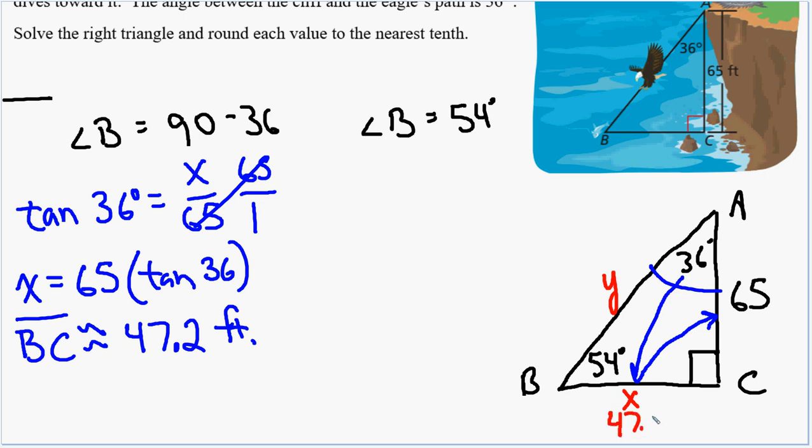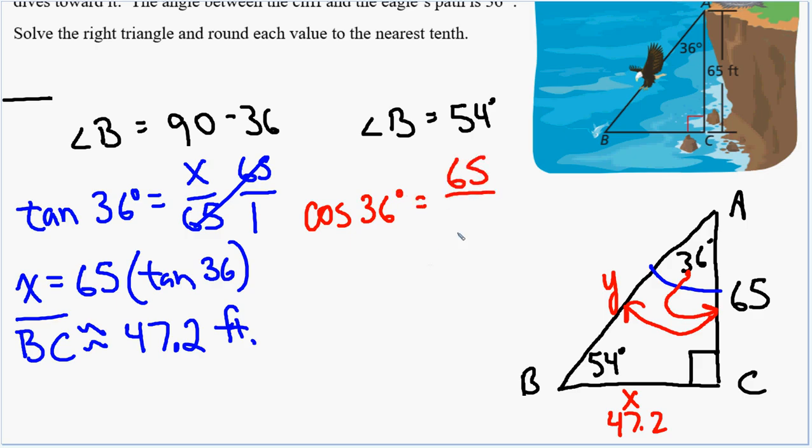All right. So we've got X, or BC. This side is 47.2. Now we could do Pythagorean theorem, but I like using my trig functions. So let's call for side Y. I'll go back to my 36-degree angle. I have adjacent, and I want hypotenuse. So that's going to be cos. The cos of 36 degrees equals 65 over Y. So we can multiply both sides by Y and divide by cos 36. And our Y variable is 65 divided by the cos of 36 degrees.